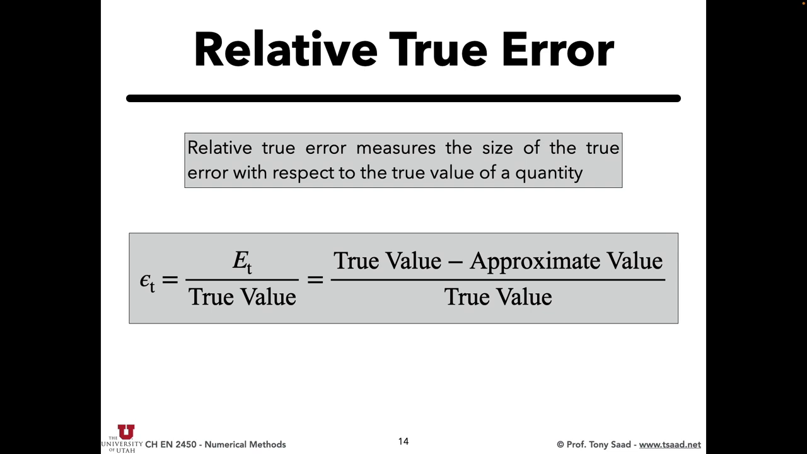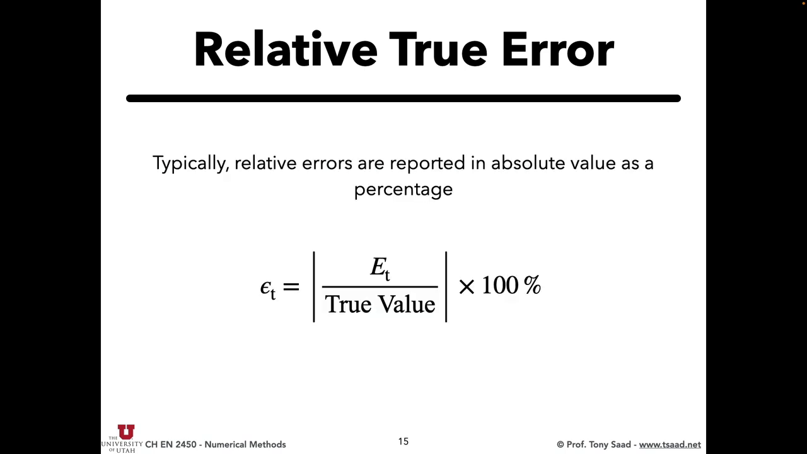Okay, so now we define the relative error as the true error divided by the true value. Okay? We typically take the absolute value of that and multiply by 100% to report a percentage. Because when you divide the true error by the true value, that's going to always give you a value between 0 and 1. So it's a fraction, could be like 0.5 or 0.3, and you report that as 30%. So you would say my true relative error is 30%.